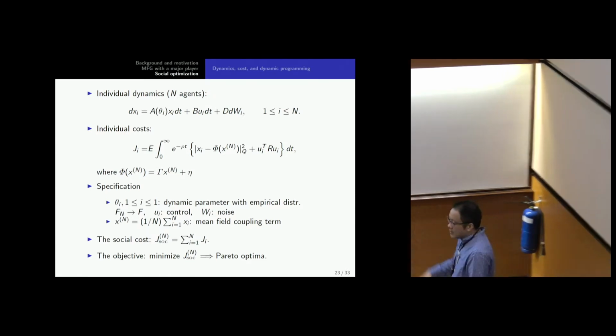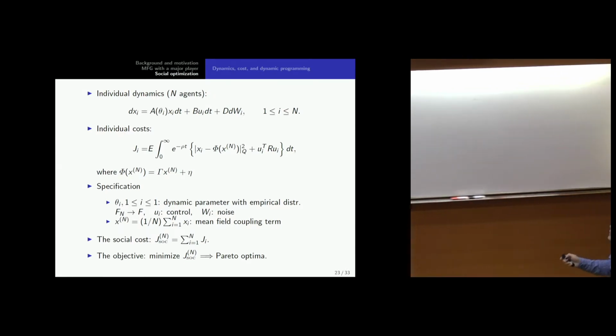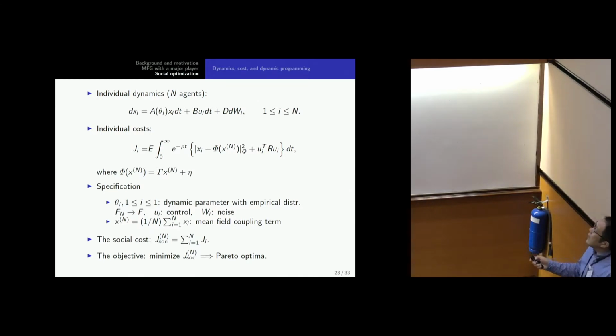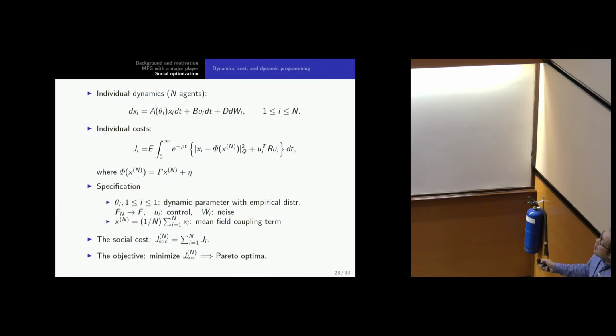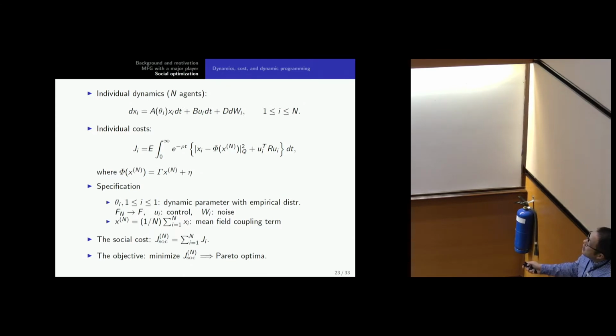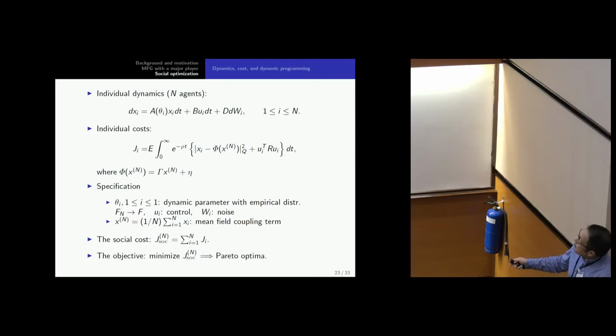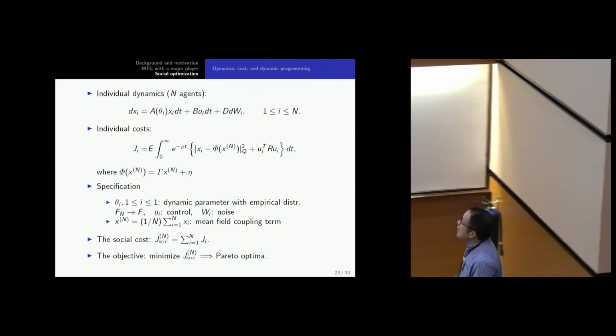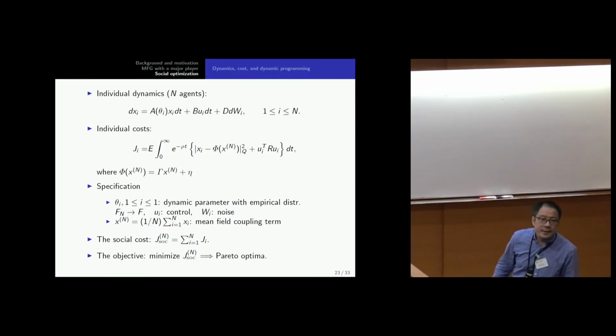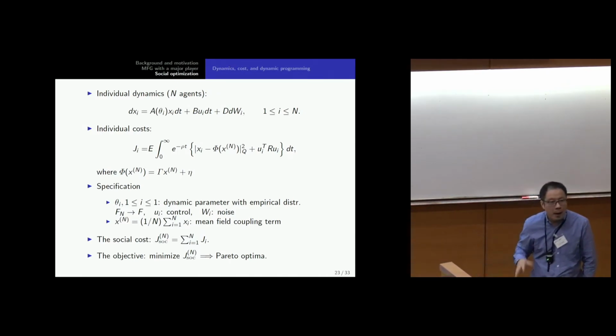Here is a conceptual model. Let's start with the linear quadratic case. We have very simple dynamics and also individual costs, coupled through this average term. We also have a little bit of notation here. W means the noise. The social cost is defined as the total of the individual costs. Now the question is how to minimize. What we want is to find some sort of Pareto optimum.